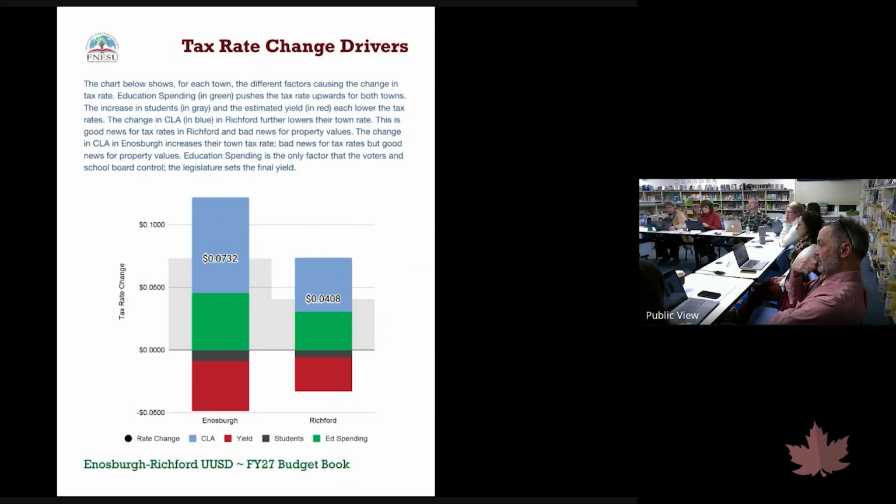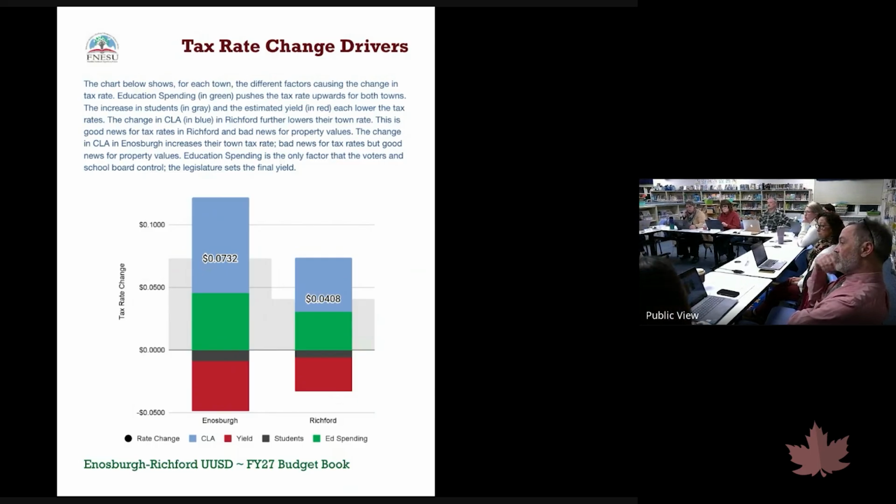What's the gray? What's the light gray? The light gray shows where the actual tax rate has landed, the change. So Enosburg has gone up. The light gray, that outer box, shows where the final tax rate has landed. So that's the 7.3 cents on the Enosburg side, and then the 4 cents on the Richford side.